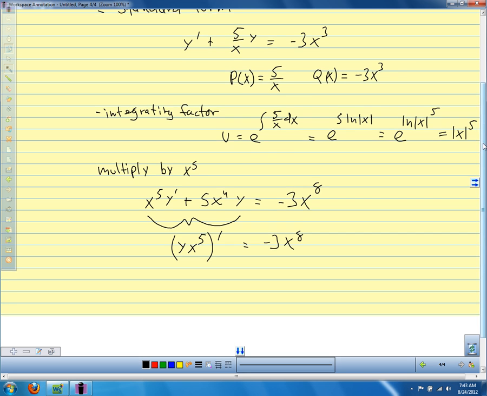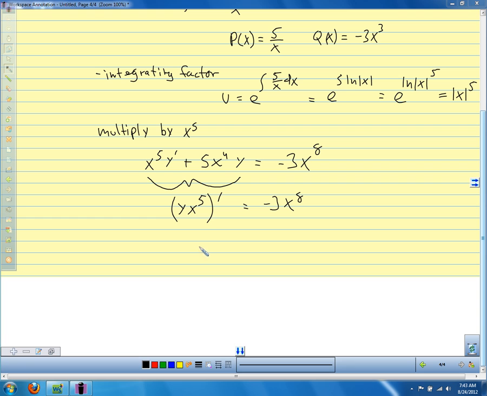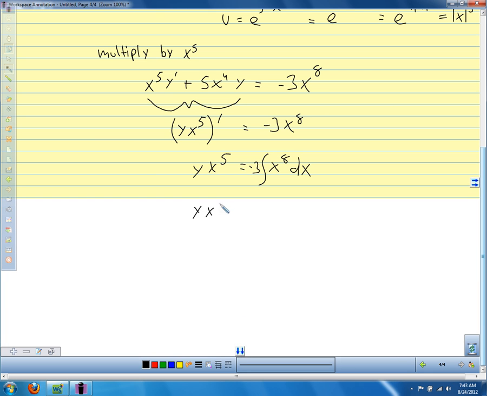And now I integrate both sides to solve this. When I integrate both sides, that just undoes this derivative. So I get y x to the fifth equals the integral of minus 3 x to the 8th dx. So y x to the fifth, finally, we're almost there, equals negative 1/3 x to the 9th plus c.